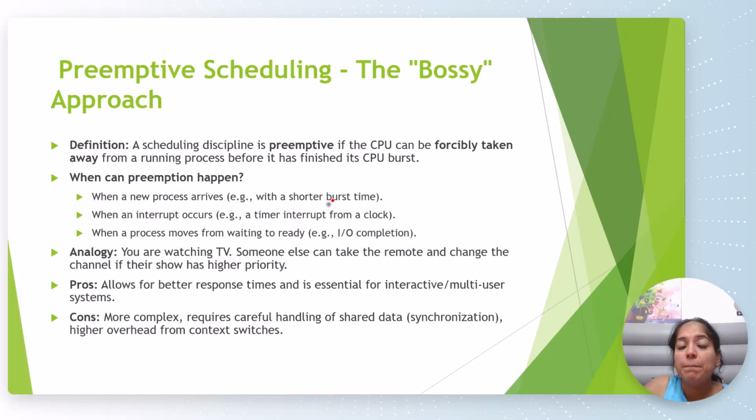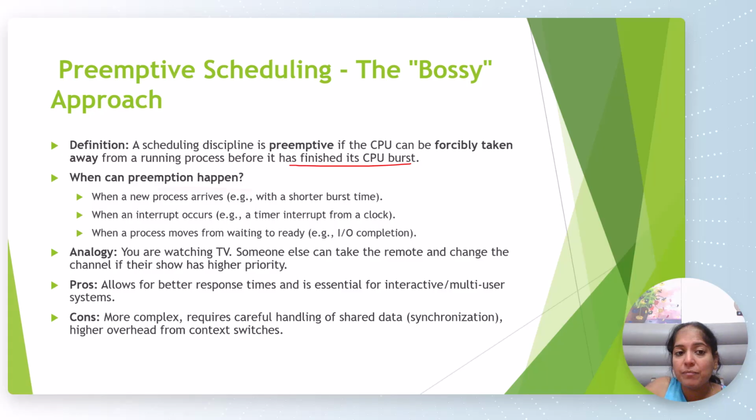On the other hand, preemptive scheduling. Our scheduling is preemptive if a process can be forcibly taken from the CPU while it is executing. A scheduling discipline is preemptive if the CPU can be forcibly taken away from a running process before it has finished its CPU burst. The process has not completed, but you are taking the CPU from the process.